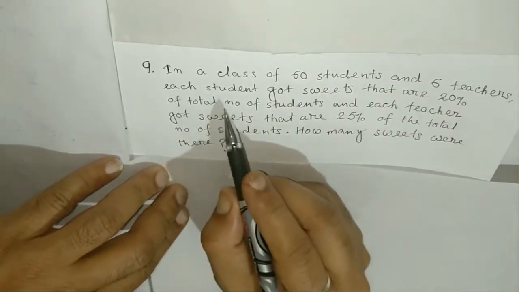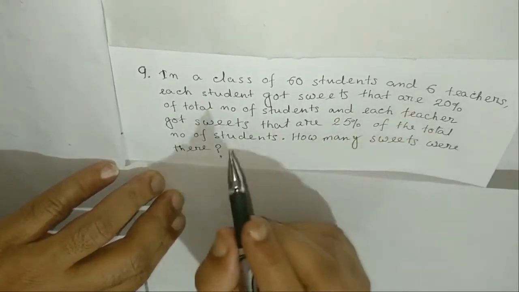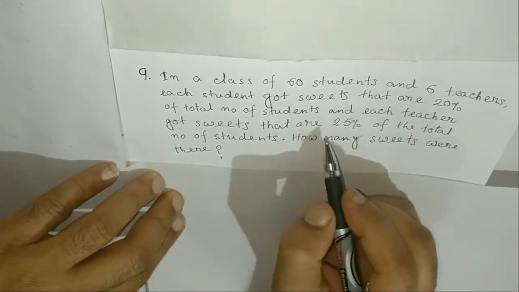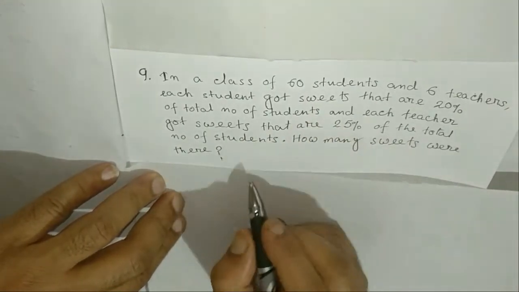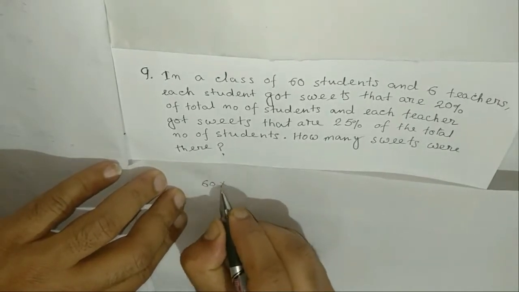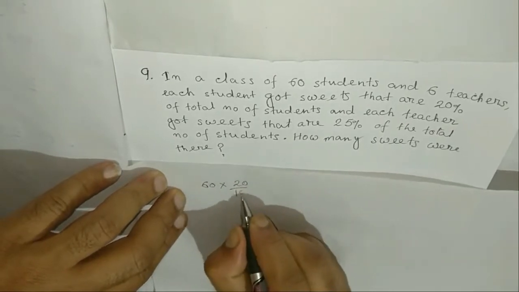So 60 students in the class and 6 teachers. How many sweets each student will get? 20% of the total number of students. And how many each teacher will get? 25% of the total number of students. So total number of students is 60. Each student will get 20%. So 60 into 20 by 100.